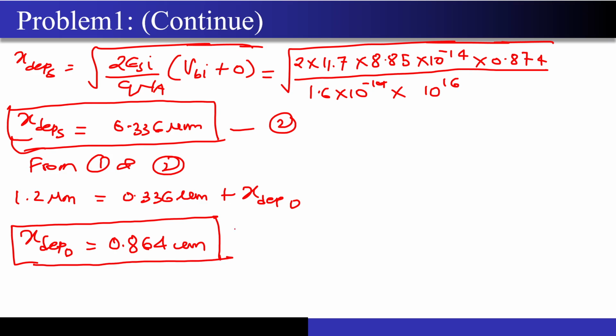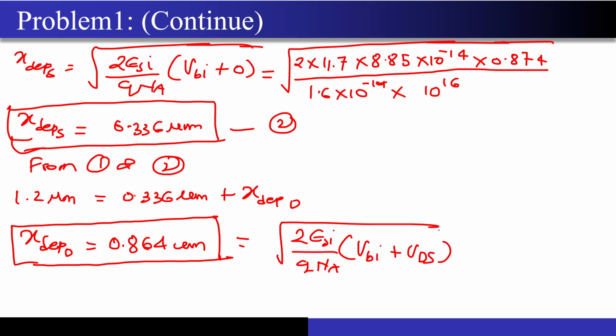Now what is my job? My job is to find the reverse bias voltage applied at the junction, and that is the theoretical punch through voltage that I will be getting, correct? So now how will I do that? This X depletion D is nothing but the root of 2 epsilon Si by q Na into VBI plus VDS, correct?